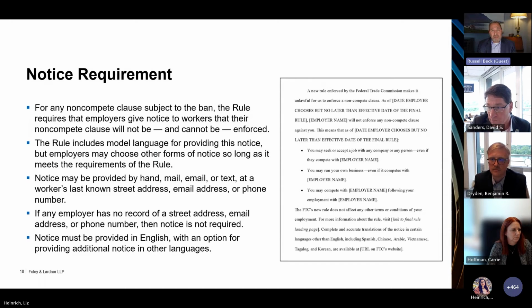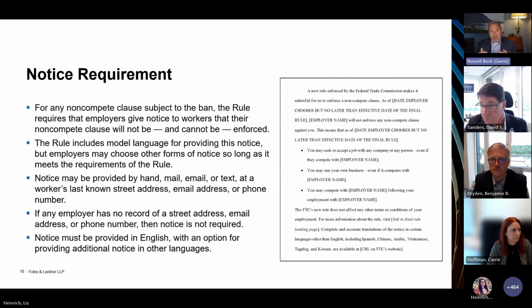You do need to send it to every worker for whom you have an address, and it can be a physical address. You can hand deliver it or mail it to them. It can be an email address, or it can be a text address, and that email address can even be their work email address. If you don't have it, okay, then the rule acknowledges that that's not going to be a problem if you really don't have a record of it. It must be provided in English. And they've identified other languages on the website, and you can provide a link that can provide this notice in other languages as well.